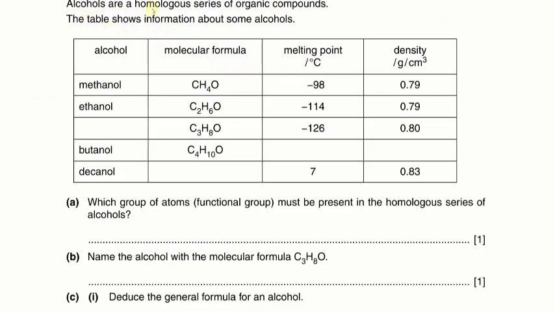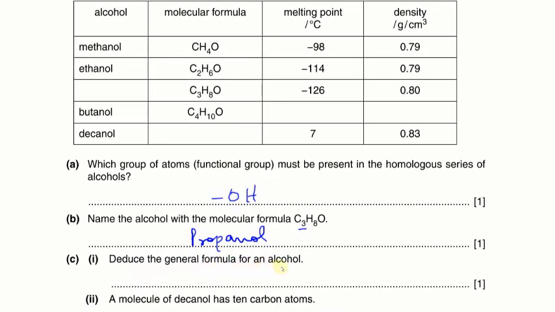Look at this question in which a list of alcohols is given to you. They're asking which group of atoms, the functional group, must be present in the homologous series of alcohols. You know, OH is the compulsory part, the functional group of alcohols. Name the alcohol with molecular formula C3H8O. C3 is prop, and alcohols are named like propanol. Deduce the general formula of an alcohol. Using these formulas, we can construct the general formula, that is CnH2n+2O.